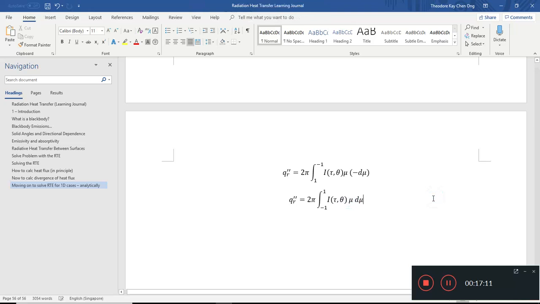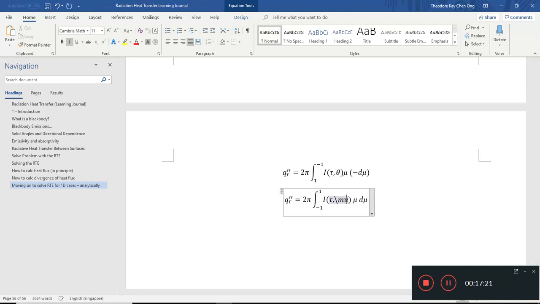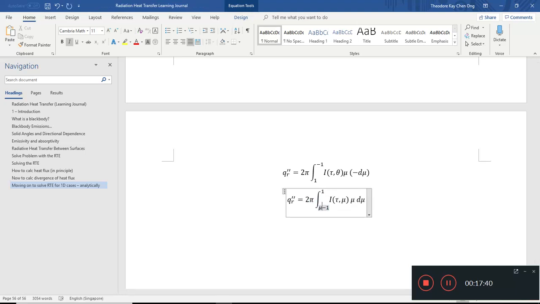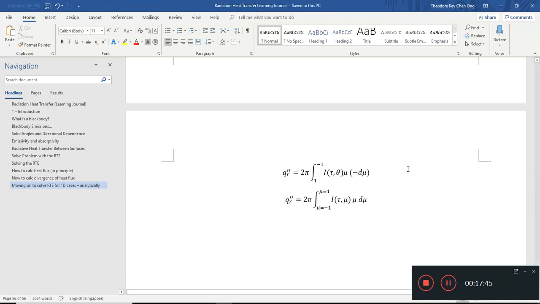So you have I tau theta. As we saw before, the only thing that matters is really the cosine of theta. So we can say the scalar heat flux is the integral of I tau mu times mu d mu, integrated from mu equals minus 1 to mu equals 1. Let me write that very clearly. That just makes it more clear.